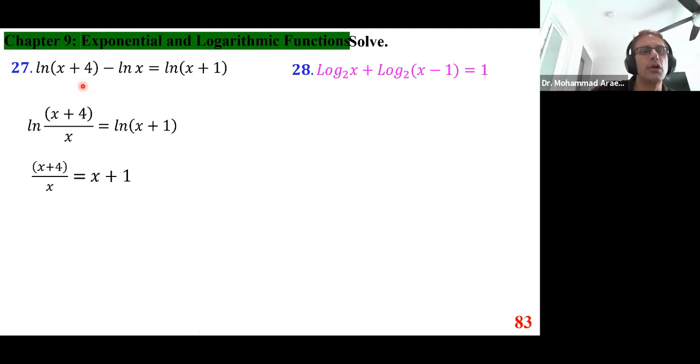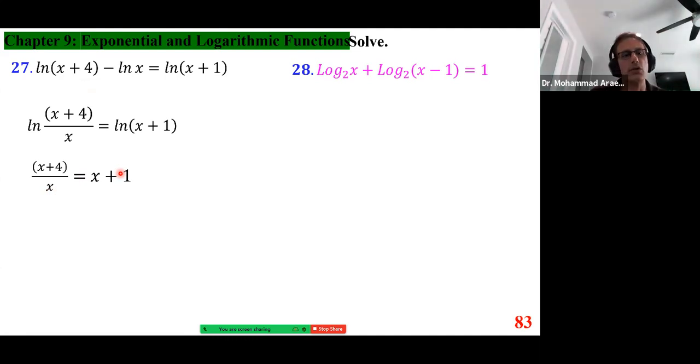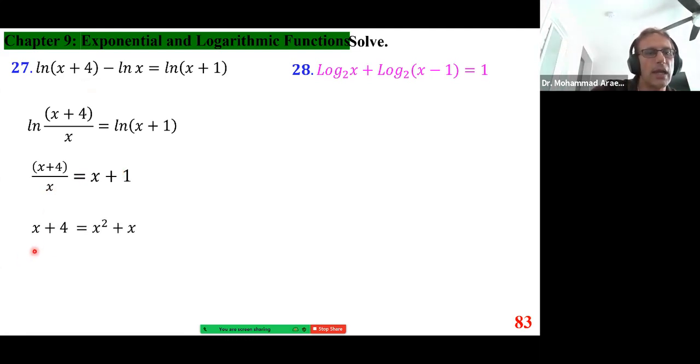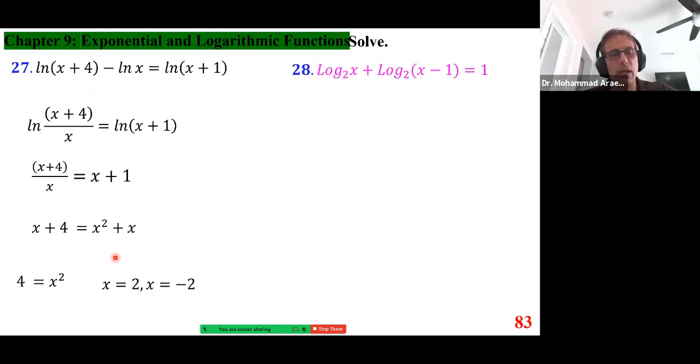We do the cross product. This is x plus 4. This is x times x plus 1, which is x squared plus x. Cancel out the x, and x squared becomes 4. Has two answers, positive as well as negative 2. So when we go back up here, negative 2 is not a problem here, but creates a problem here, so it's out.